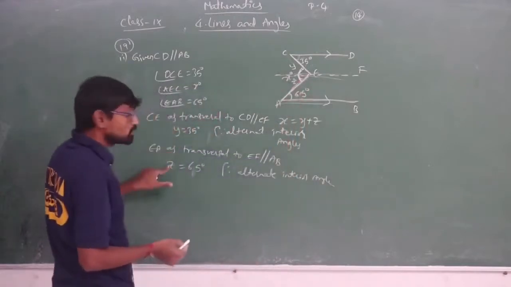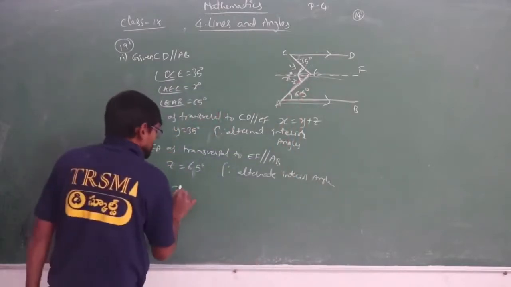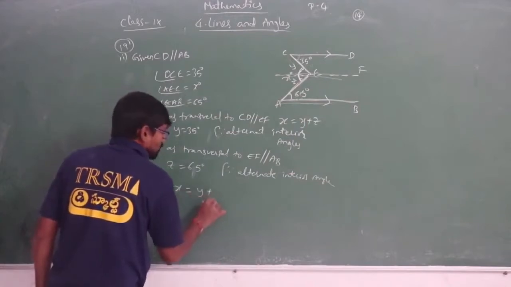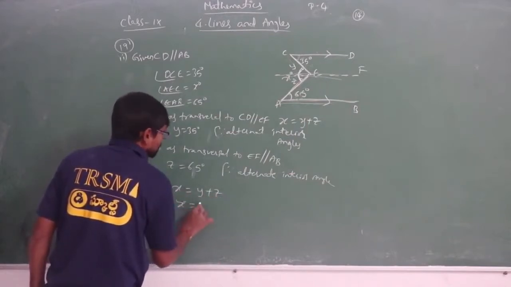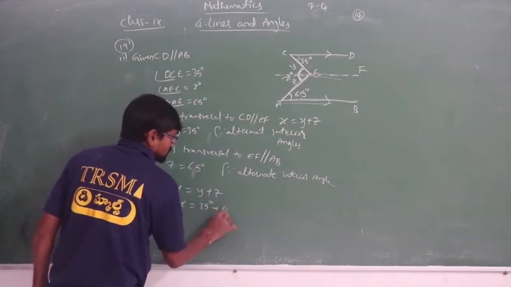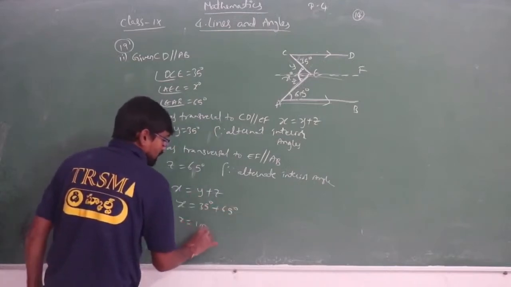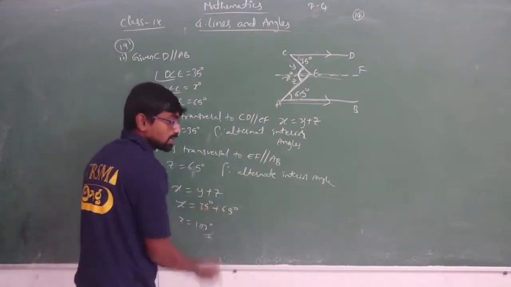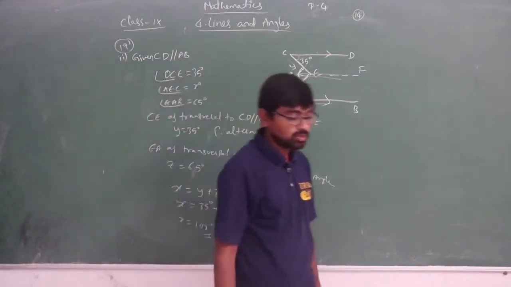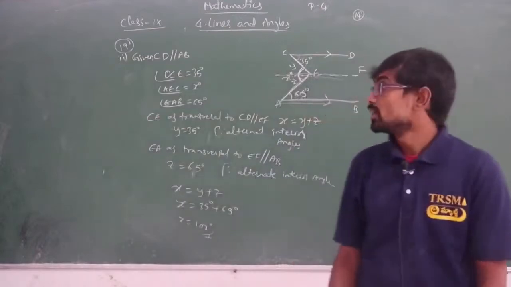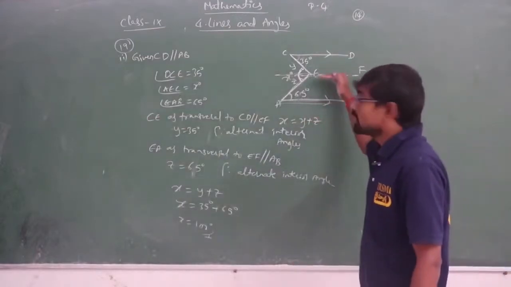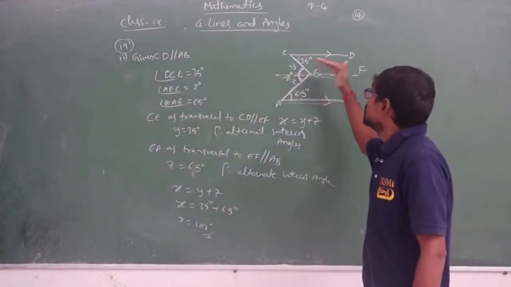So therefore, if I add both the angles, I will get x. So x is equal to y plus z. So x is equal to 35 degrees plus 65 degrees. If I add these both, I will get 100 degrees, isn't it? 60 plus 30, 90 plus 10, 100 degrees. Hope you all understood. So this is how we can solve the problem.